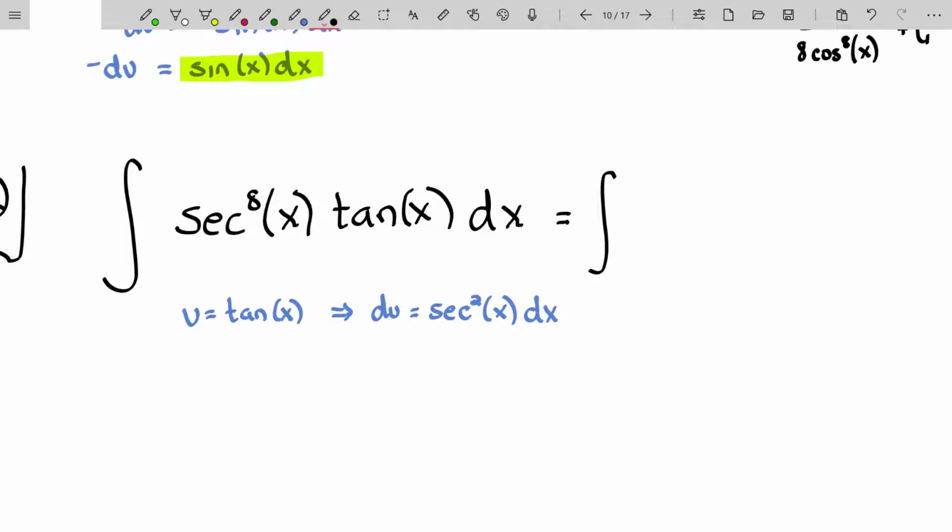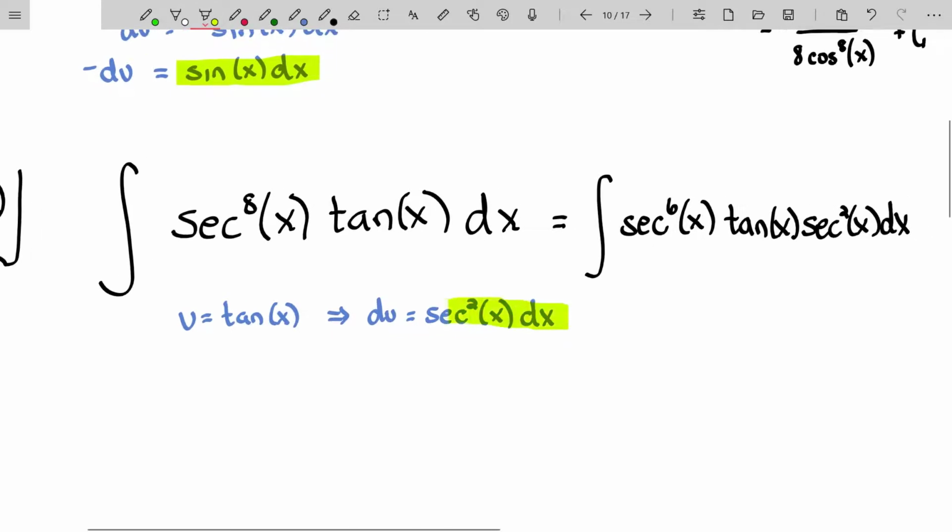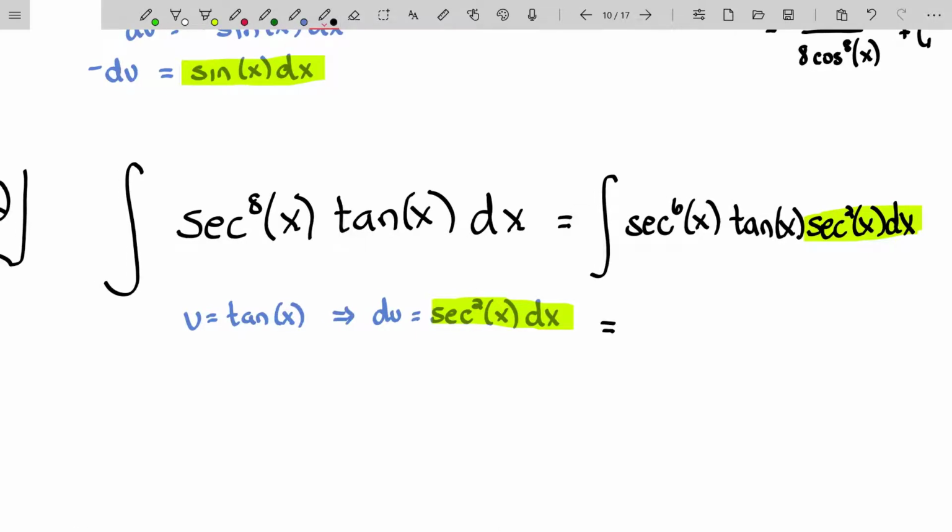This is secant to the 6th of x, tangent of x, times secant squared of x dx, right? It takes a little bit of rewriting, but you totally do have a secant squared of x dx to steal away. And you would call that du. So let's see what happens with this substitution. You get the integral of secant to the 6th power of x times tangent, which is u, times du.